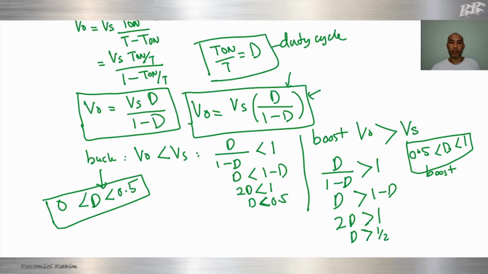Okay, this is the V out equation. This one is the condition to get a buck converter, and this one is the condition to get a boost converter: D is greater than 0.5 and less than 1 for boost, and D is greater than 0, less than 0.5 for buck. Okay, that is the equation for our buck boost converter. Next we will find the equation for capacitor and inductor, C and L.